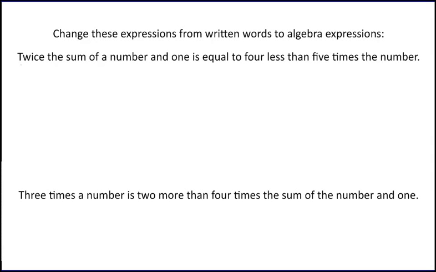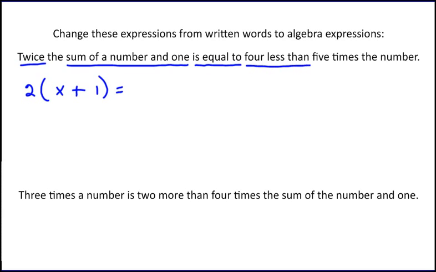Change these expressions from written words to algebra expressions. Twice the sum, well, twice of course means 2, twice the sum of a number and 1. Okay, that will be x plus 1 is equal to, of course, will be our equal sign. 4 less than means that I will be having to subtract 4. 5 times the number is 5x.